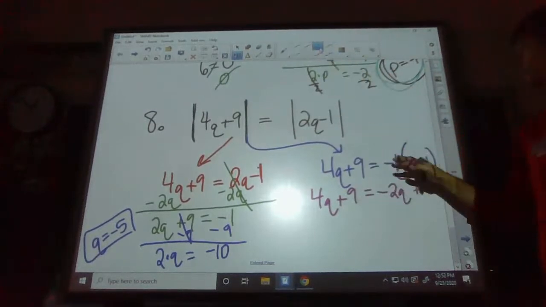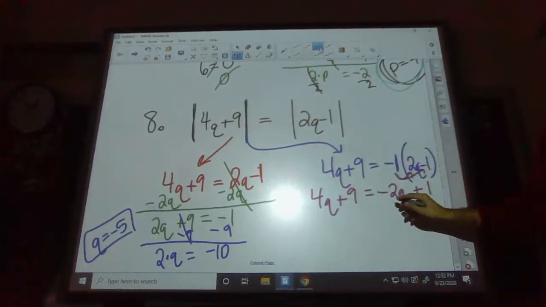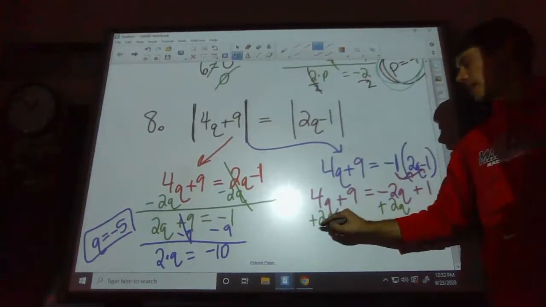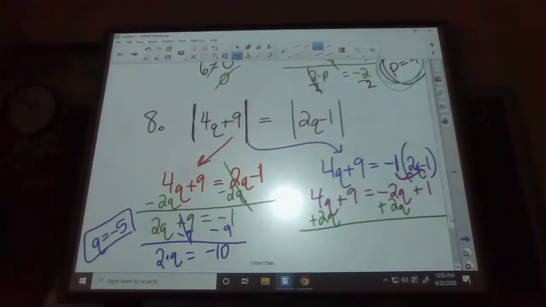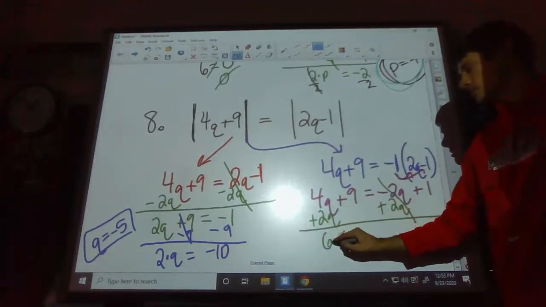And now I can go ahead and solve it. Okay? Undo the variable from the right-hand side. Gross. No one likes variables on the right-hand side. They're icky. I'm going to add 2q this time. On the other one, I did subtracting. This time I'm doing adding. 4 plus 2 is 6q's.